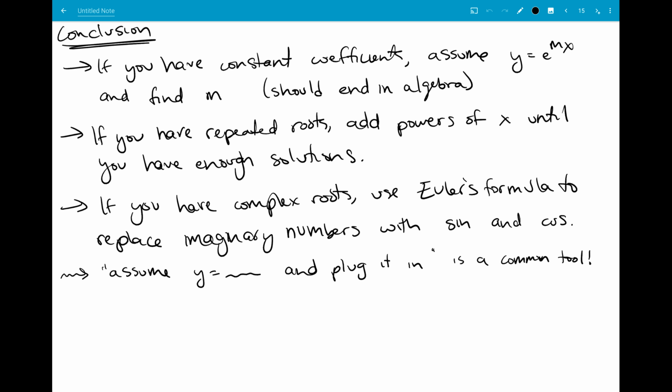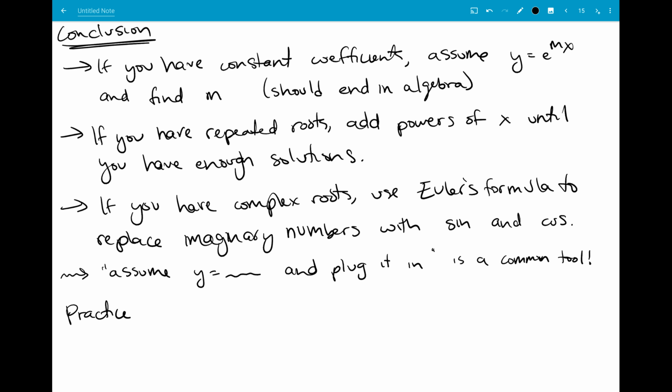So right here I just wrote the 3 main points from that. If you have constant coefficients, assume y equals e to the mx and then plug it in and see what happens. If you have repeated roots, then we have to add powers of x until we have enough solutions. If we have complex roots, we use that formula, it's Euler's formula, and it just turns it into sines and cosines for us. And then kind of like a sub-point is that this approach hopefully is starting to feel kind of familiar, where we assume y is something and then we plug it in and see what happens. It's a really common tool for dealing with ODEs.